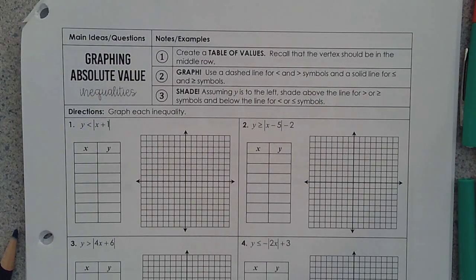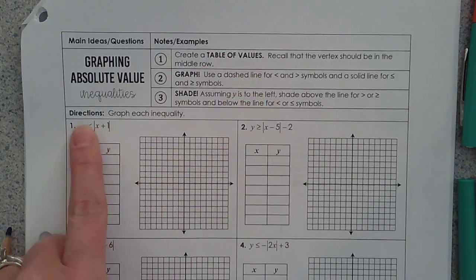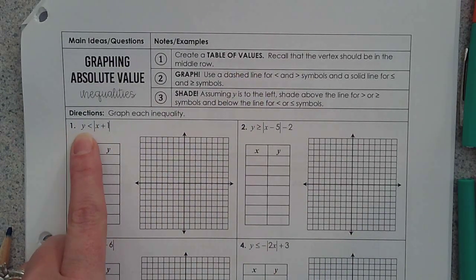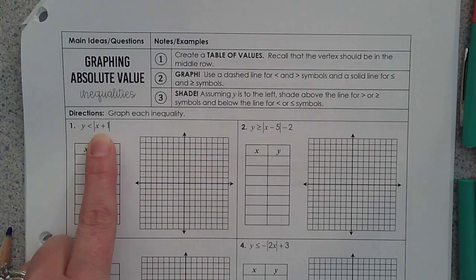So when we're graphing absolute value, the first most important thing is that we have to have our vertex in the middle of our table. We're going to create a table of points, vertex in the middle, some points on the left, some points on the right. Okay, we're going to create this table of values. So I'm looking at number 1 here. This says y is less than the absolute value of x plus 1.